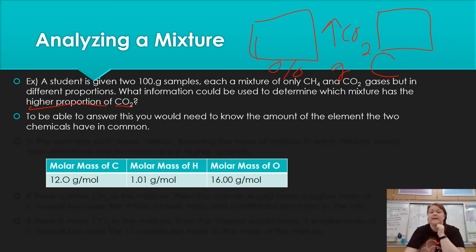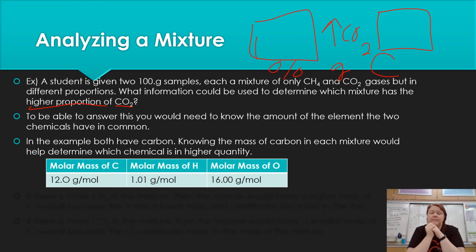Okay, well, why is that? So in this example, both have carbon. Knowing the mass of carbon in each mixture would help determine which chemical is in higher quantity. Now, in this little table here, we've got the molar mass of each. So this is just from our periodic table. It's not telling us the mass of the chemical in the actual container, but we have that molar mass.